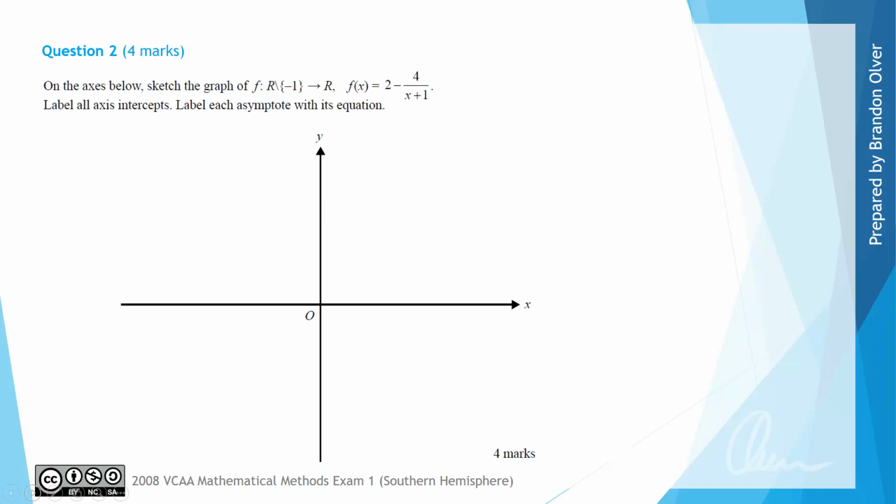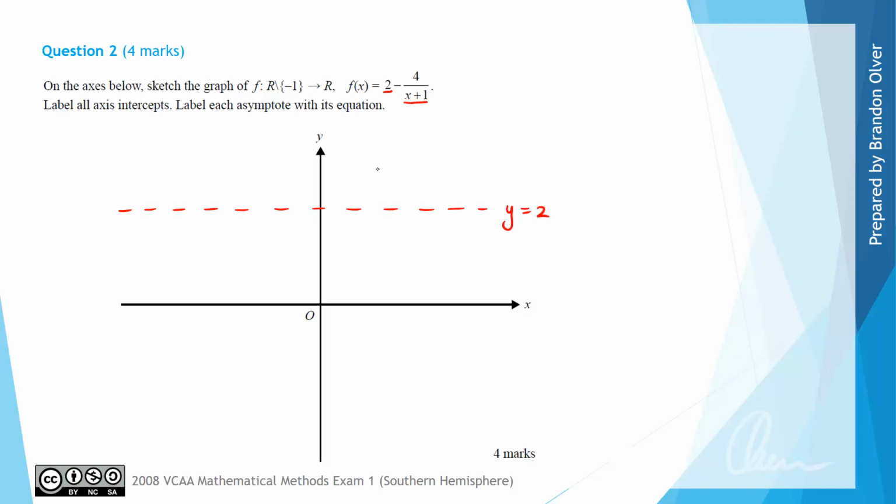So first of all, we can think about the transformations that have occurred. This 2 in that position is actually a translation of 2 units in the positive y direction, which means our asymptote is going to be up here when y equals 2. And we put that on with a straight dotted line, so that's y equals 2.